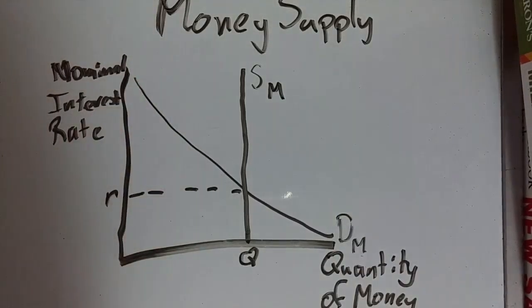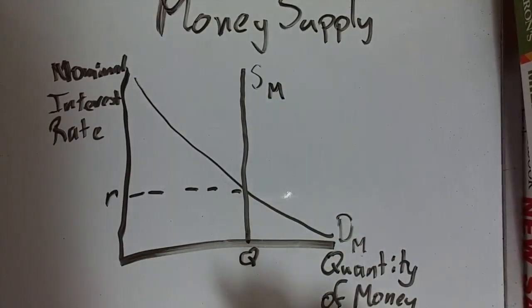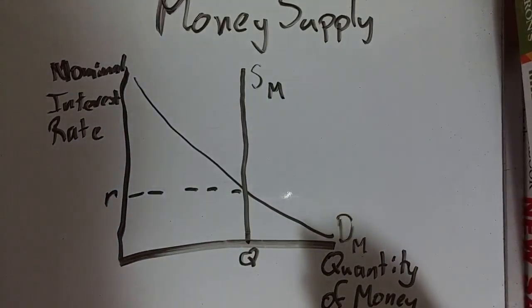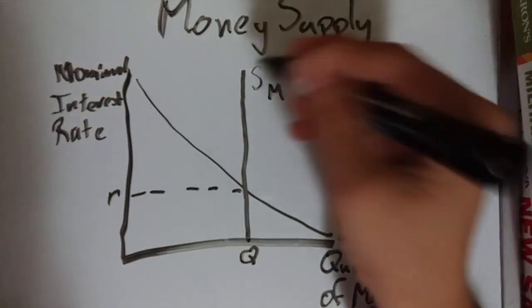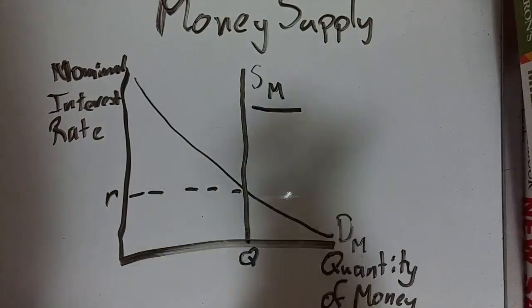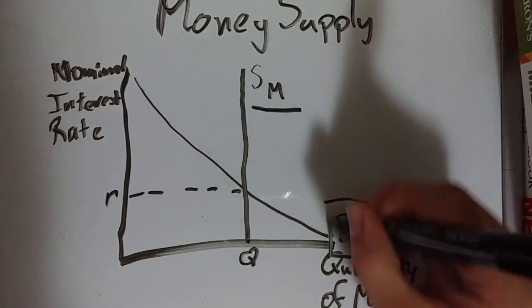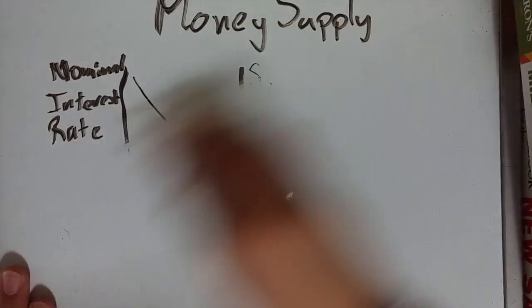So, what are the shifters? In this video, we're going to discuss Federal Reserve policies, what they are, and how they can shift the supply of money and demand of money. Let's get into it. This is going to go really quick, so pay attention.